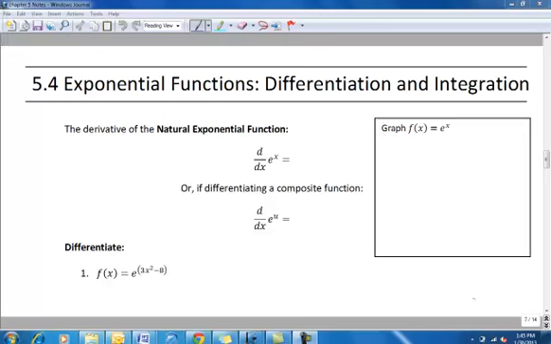All right, these are thoughts and examples on section 5.4 from your book, which starts into exponential functions, more specifically e to the x. So let's go ahead and get started.